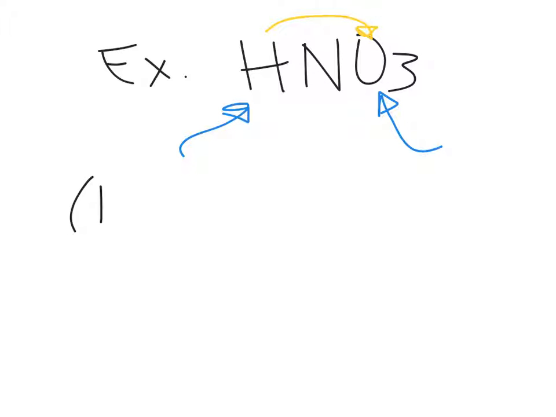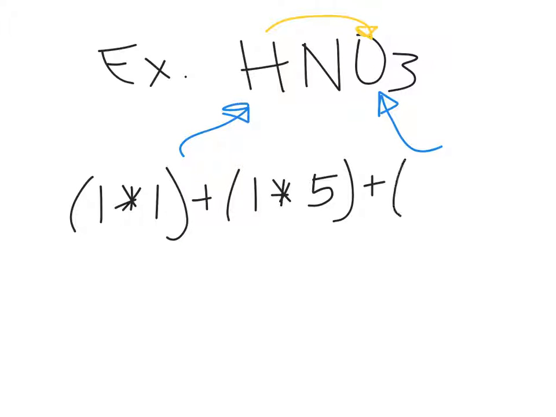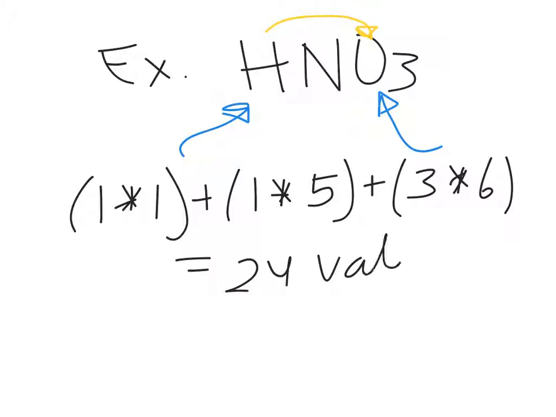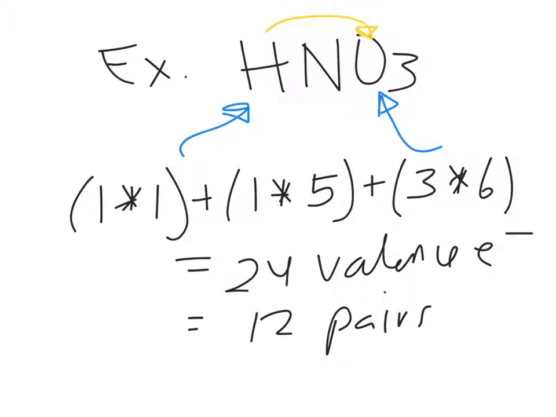We have one hydrogen atom times one valence electron. We have one nitrogen atom times 5 valence electrons. And we have 3 oxygen atoms times 6 valence electrons. That's a total of 24 valence electrons to put on our Lewis dot model, and a total of 12 pairs.